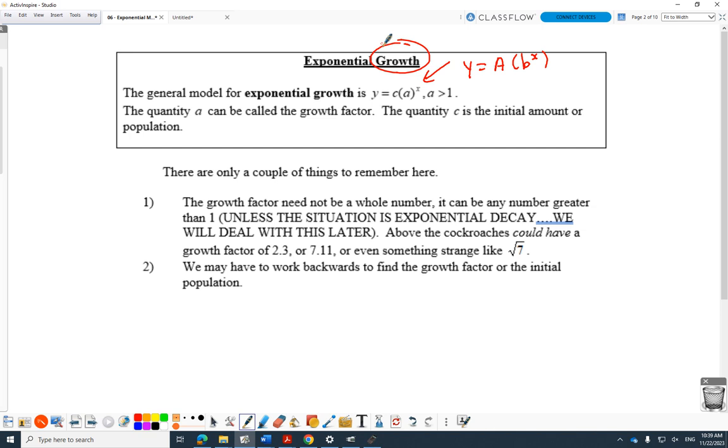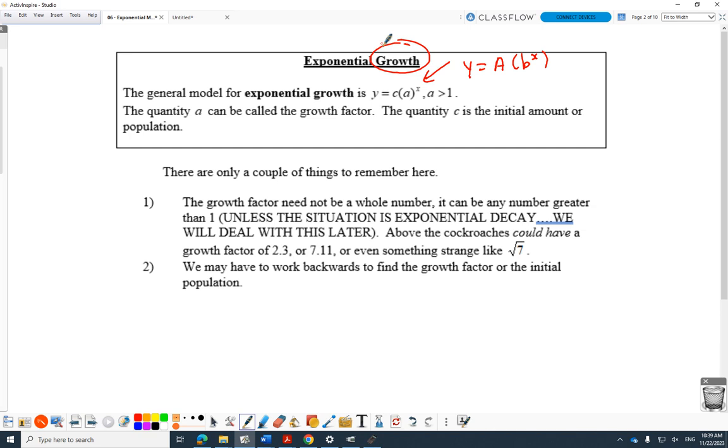The fact that the cockroaches doubled once a week, if you really thought about it, you're like, why would they double every week? Does every Sunday night at midnight they line up and go, boop, and they double? That's not really what happens, okay? So that growth factor doesn't need to be a whole number like 2. That was just the convenience of me making up a cute question that worked out nice, okay?